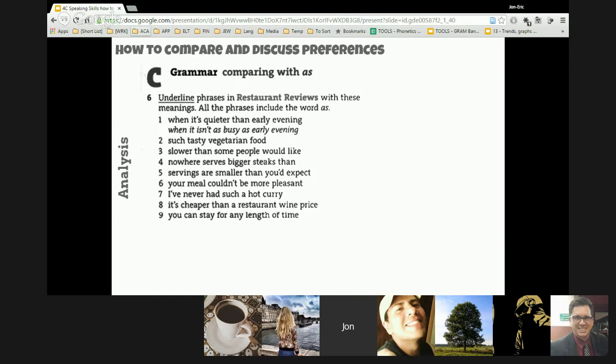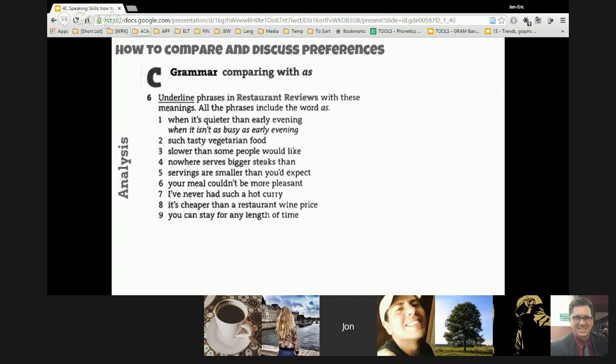Now, can I compare it with something else? It isn't as busy as restaurant B. Yeah, I can. But here I'm actually comparing it to itself. So there's a slight difference in meaning. Okay, I think the chestnut relates to sentence number 2. I'm not sure, but I think so.